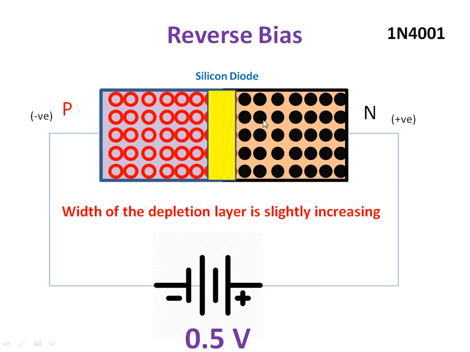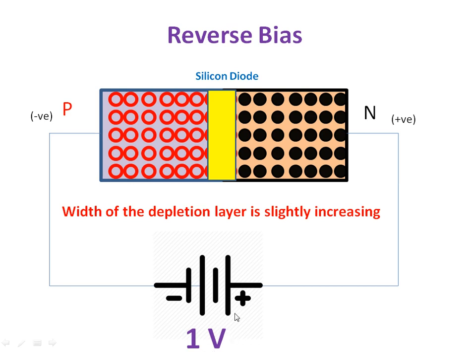So you know very well, these are the electrons. These electrons are attracted by the positive side of your battery, and this is only for understanding purposes. These holes are positively charged, so they are attracted by the negative terminal of your battery. So the width of the depletion layer is slightly increasing.